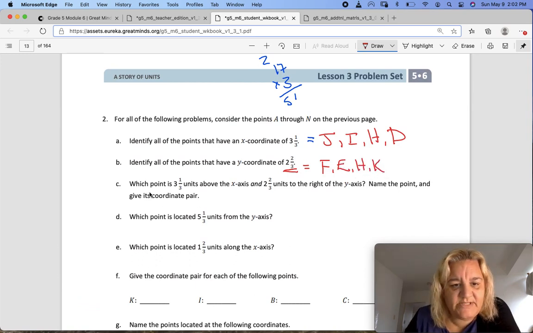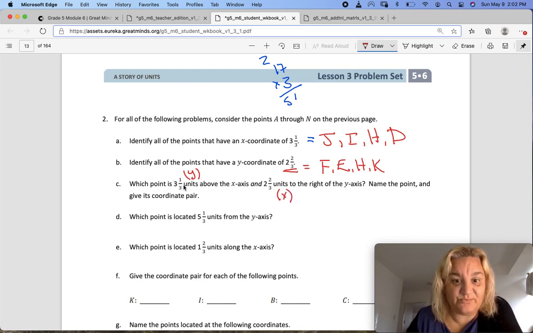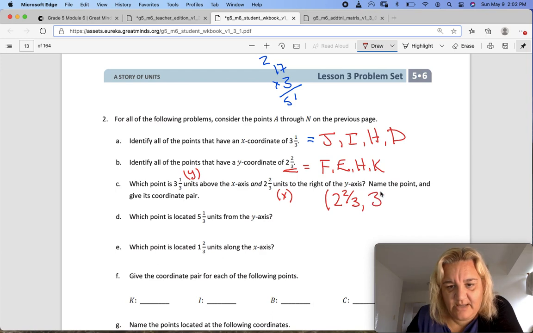Great. Which point is 3.5 units above the x-axis? So that would make it a y, right? So this would be a y coordinate. And 2 and 2/3 units to the right of the y-axis, that would make it an x coordinate. Name the point and give its coordinate pair. Okay, so you have to read carefully here. If it's to the right of the y-axis, that makes it an x-coordinate. So that would be 2 2/3. And the y-coordinate, right here, would be 3 1/3. I need you to read that carefully.